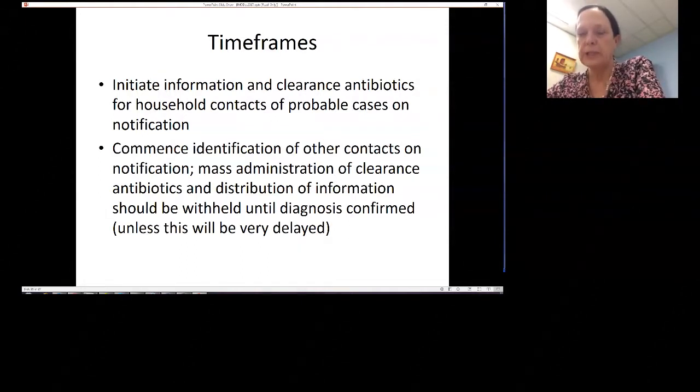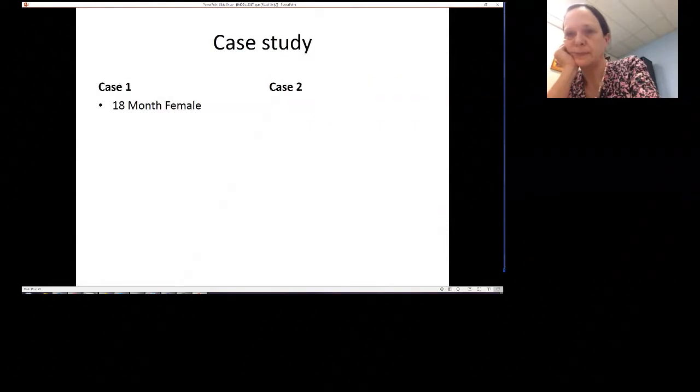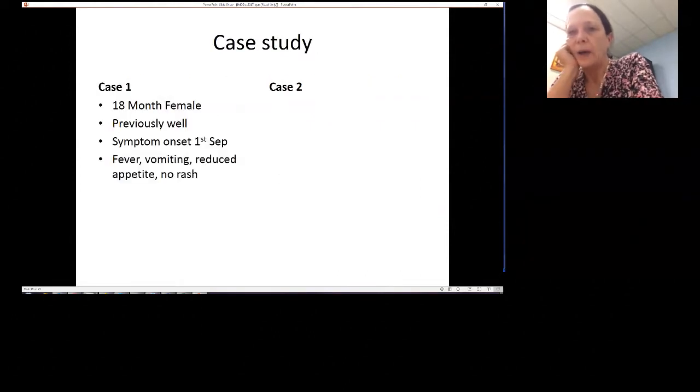Now, the exception to this may be in some remote areas where there's going to be a significant delay in getting the diagnosis confirmed, and it may then be reasonable to go ahead and initiate post-exposure clearance antibiotics in response to a probable case. Next slide. Yeah, thank you.